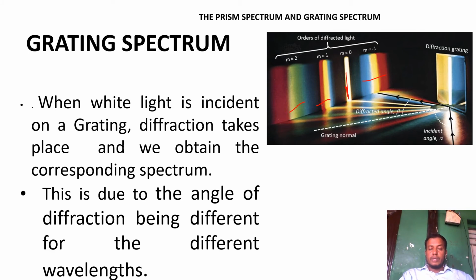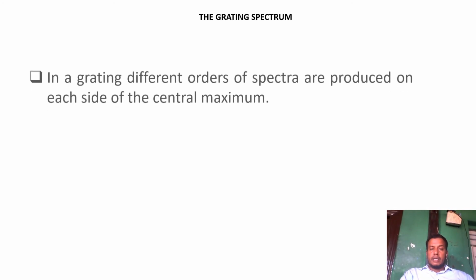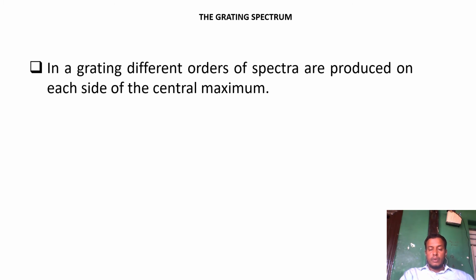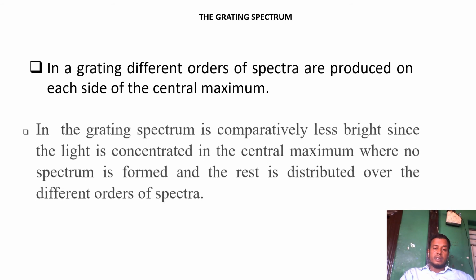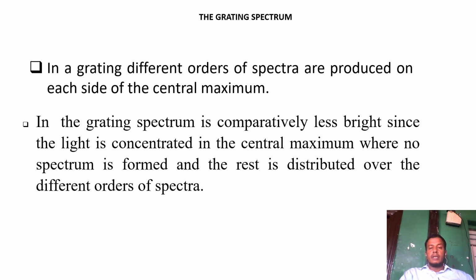It is not only one spectrum; there are a number of orders of spectra that can be seen here, but their intensity goes on decreasing on either side. Only the central part has the central maximum intensity. So the grating spectrum is less bright, since the light is concentrated in the central maximum, and the bands of colors diminish.